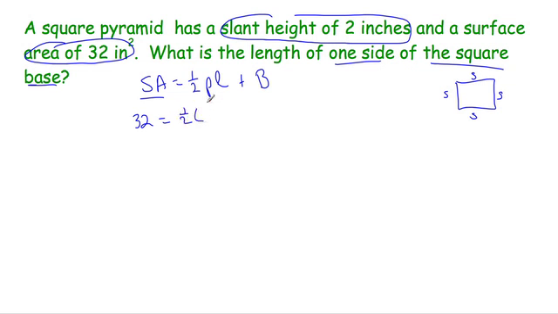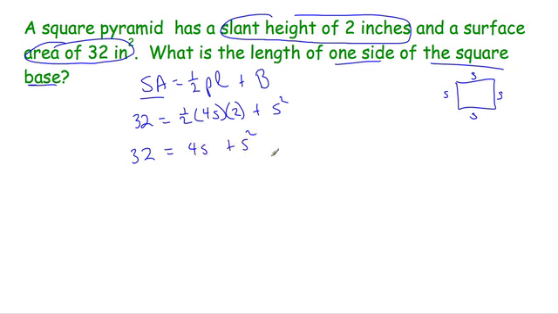1/2 times the perimeter. Well, what's the perimeter? I don't know this, but how many S's do I have? I have 4 S's. So 4 S's times my slant height, which is 2, plus the area of my base. Side times side is side squared. Simplify. Half of 4 is 2. 2 times 2 is 4s plus s squared.